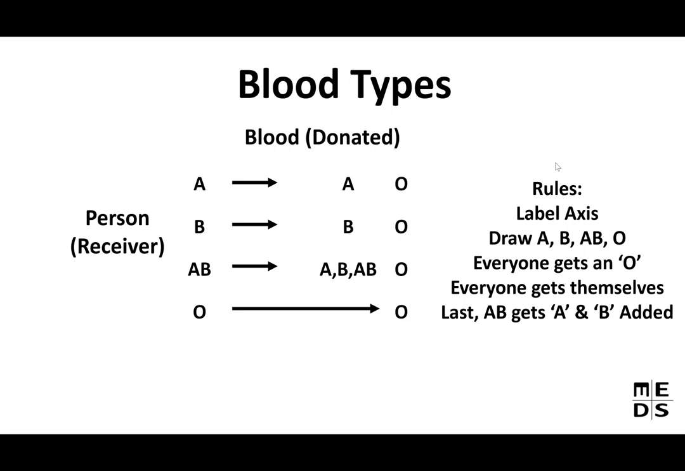All right, so I'm going to go through more examples and go a little bit more in depth as to how this actually works throughout the ongoing slides. But this is the basis of what you need to learn how to draw. So again, I'm going to go through the rules. You're going to label the axes, the person, and the blood that's going to go into them. Then you're going to draw A, B, AB, and O along the y-axis. And then you just want to give everyone an O, because I'll explain later why that's a thing. And then everyone gets themselves, and then AB is a little bit of an exception in that it gets A and B individually as well.